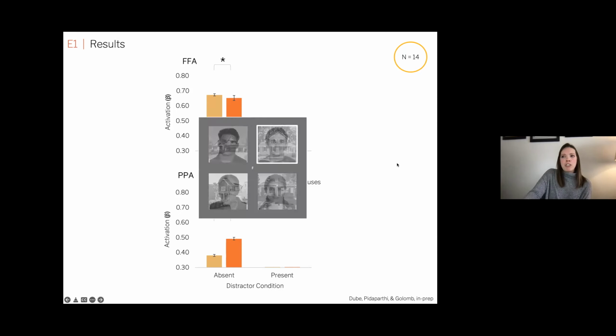And I'll remind you here that across all of these conditions, the stimuli that they're seeing are identical. The only difference is what they're being told to extract from this image. So whether it's an attend house block or an attend face block.